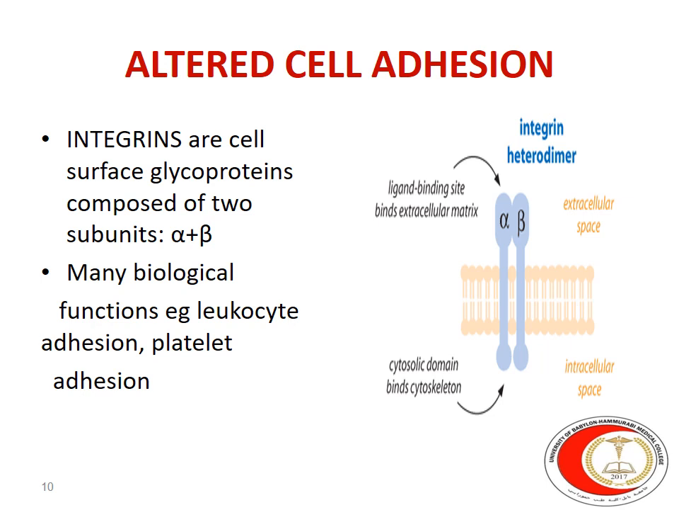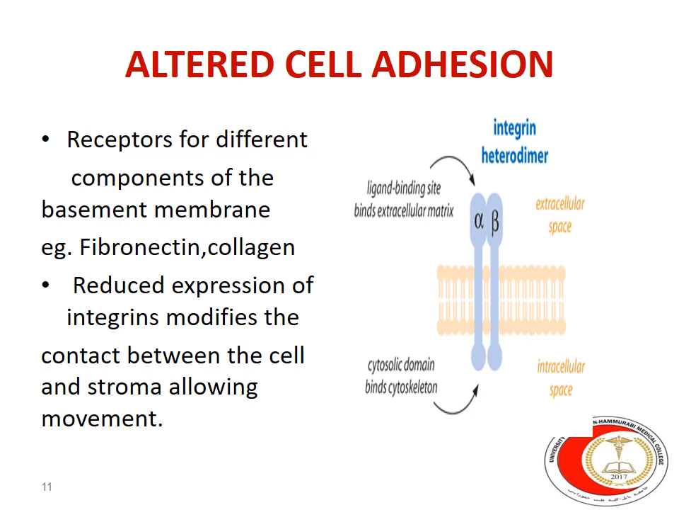Integrins have many biological functions like leukocyte adhesion and platelet adhesion, especially in the process of acute inflammation. Also, they are receptors for different components of the basement membrane like fibronectin and collagen, and reduced expression of integrins will modify the contact between the cell and the stroma, allowing the movement of the cells.